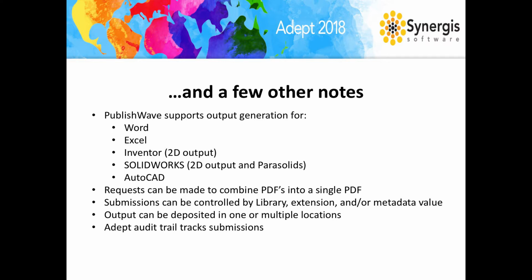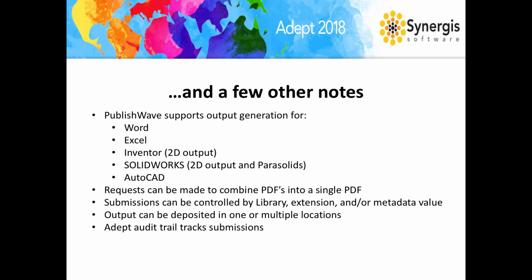Also, submission can be further controlled by library, by file name extension, and by metadata value. So I could set up PublishWave to only send this document to PublishWave when I check it into Library A, it has a file name extension of .dwg and has a metadata value in the field drawn by of Joe. Otherwise, the document is not sent to PublishWave and it just gets checked in.